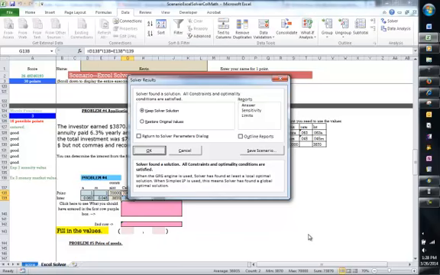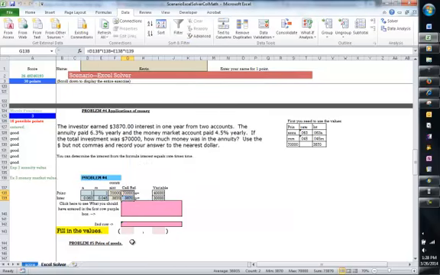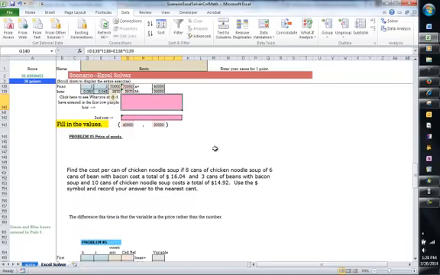And press solve. And it tells us that we have $40,000 in the annuity. And we have $30,000 in the money market account. All right. Let's see what the next one has in store for us.